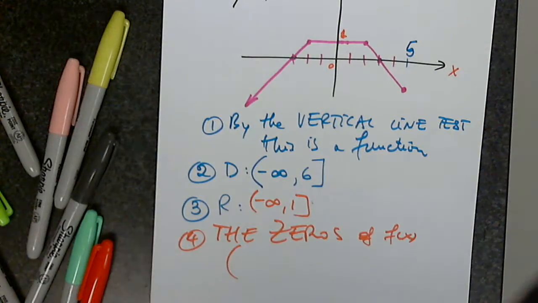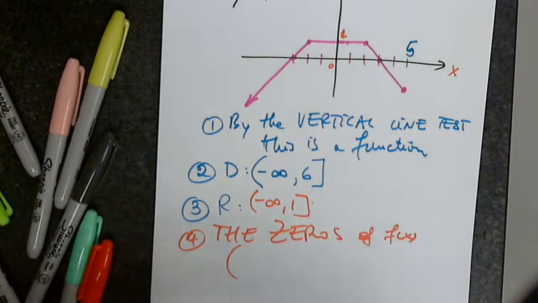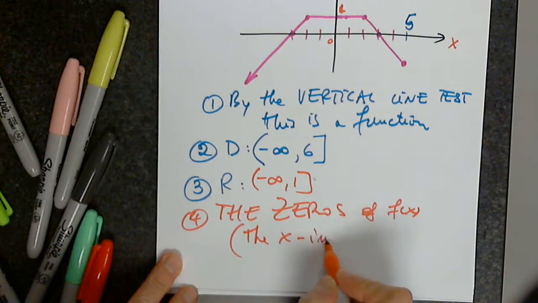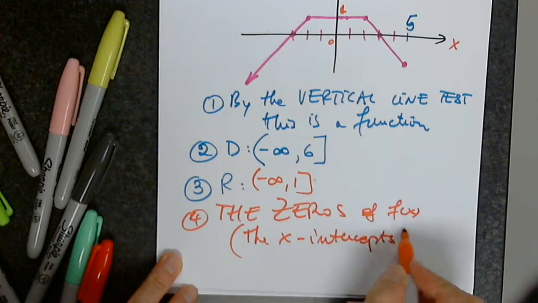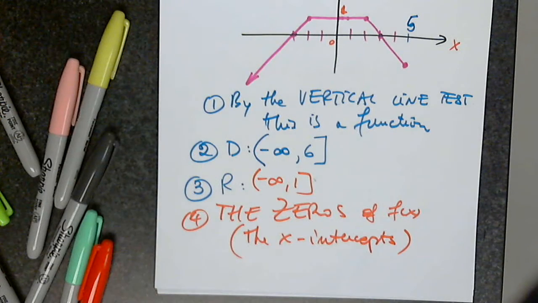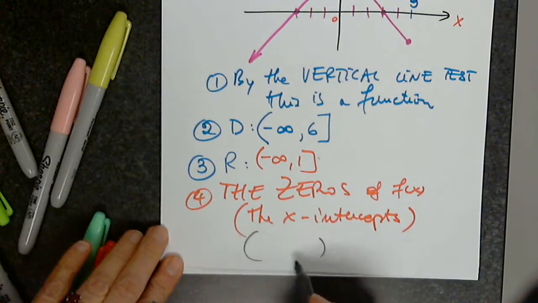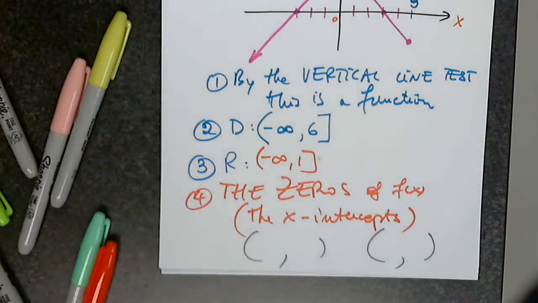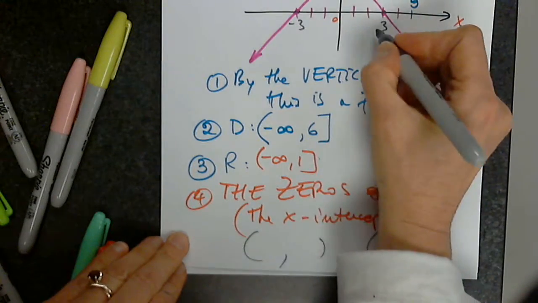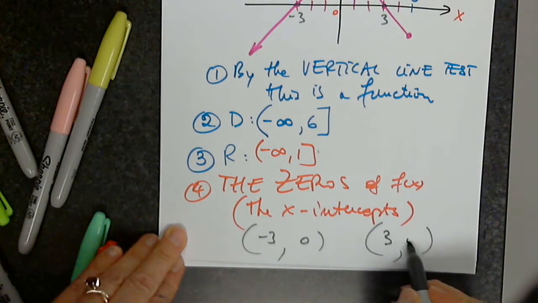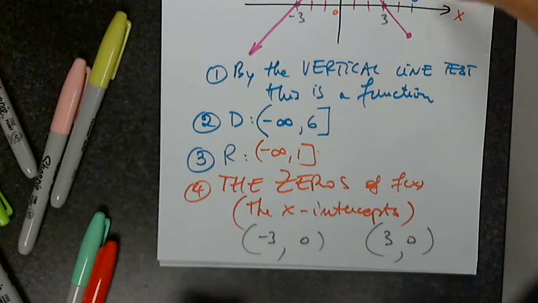Very good. So the zeros, when we talk about the zeros of a function, we mean the x-intercepts. It's another way of saying when the function is 0. So what do we see? What are the zeros? And I would like you to give them to me in an ordered pair format. Negative 3, 0, and 3, 0. Perfect. Awesome.